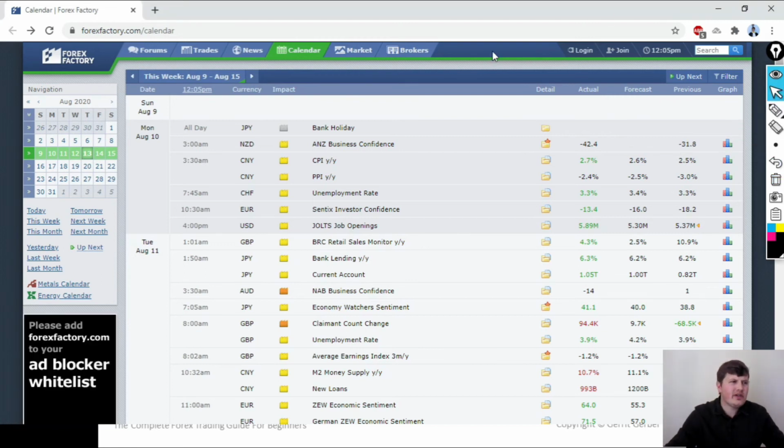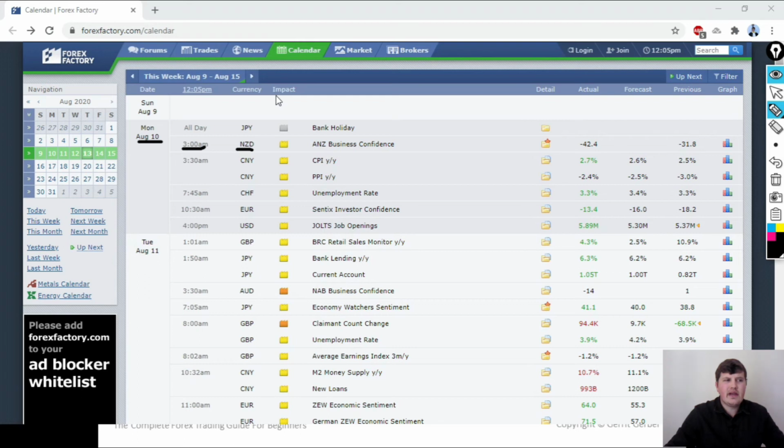Now, Forex Factory provides you with the specific date as well as the time of the news release and the specific currency that is going to be affected by the specific news release. For example, over here, this news release took place on the 10th of August at 3 AM South African time, and the New Zealand currency pair is likely to be affected.